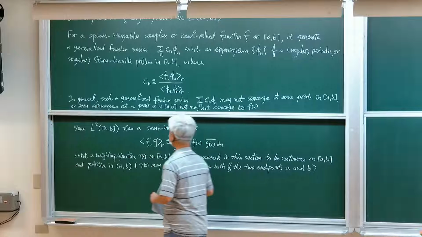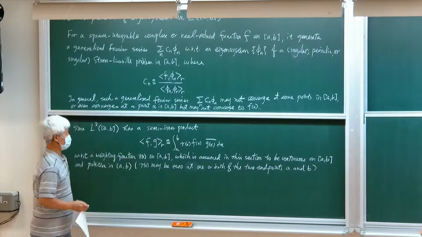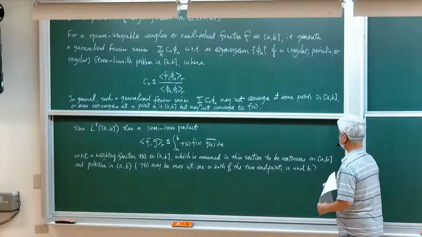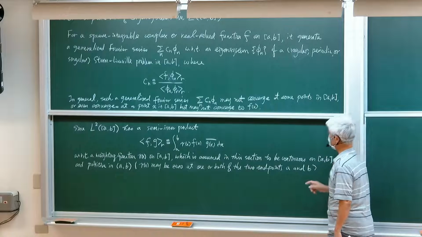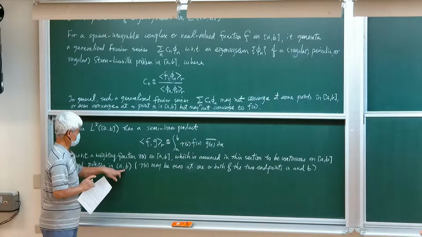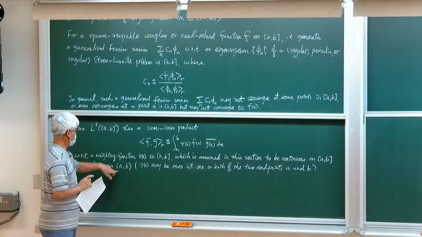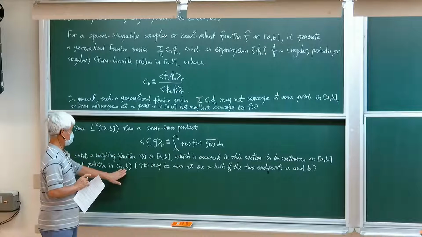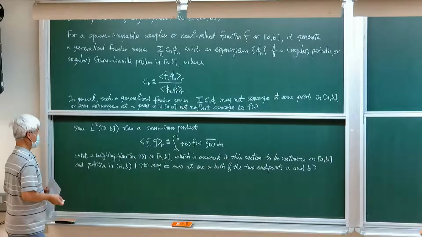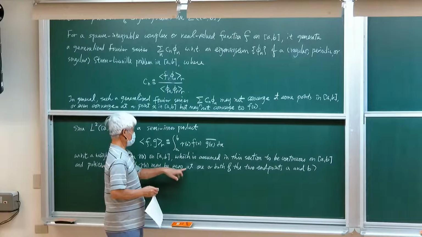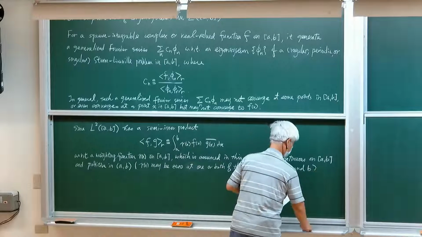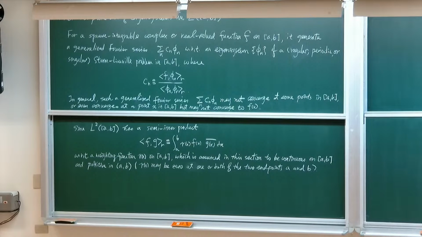So the weighting function here is assumed in this section to be continuous on [a, b] and positive in (a, b), the open interval, but the weighting function may be 0 at one or both of the two endpoints. So I think I have to make a correction.